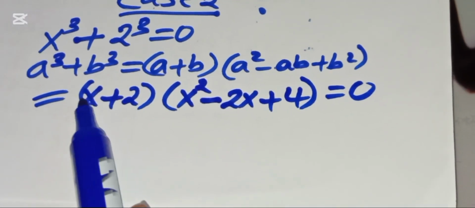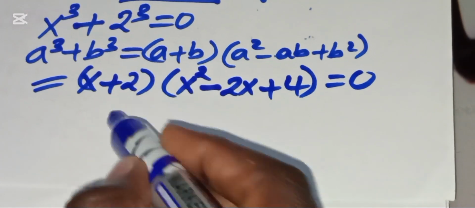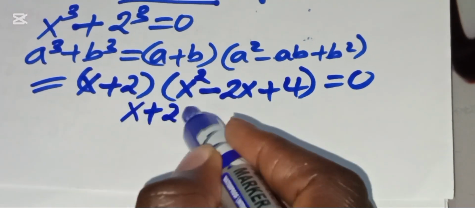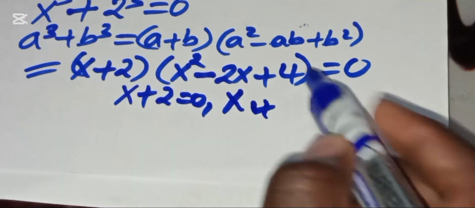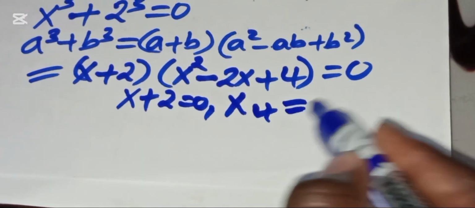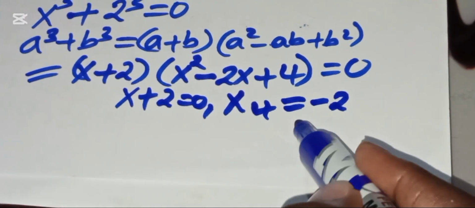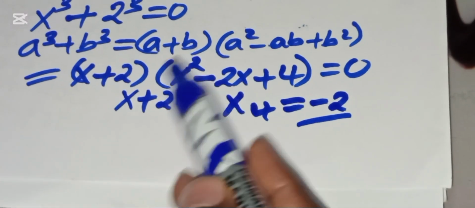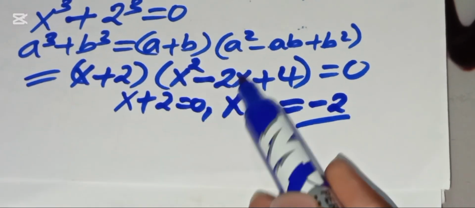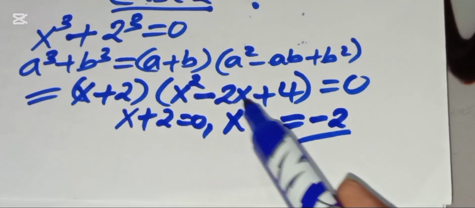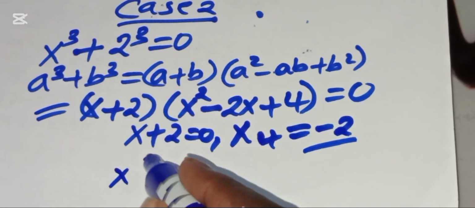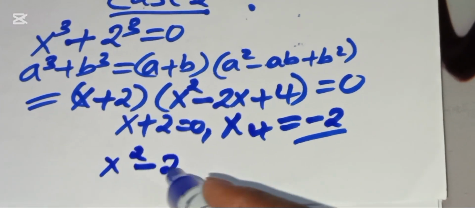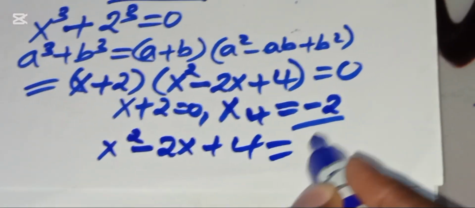And as you can see, x plus 2, we equate it to 0, and that means that x4 is equal to -2. So let's solve what is in the parentheses, which is x squared minus 2x. Let's solve for other possible values of x as follows. So this is x squared minus 2x plus 4, equal to 0.